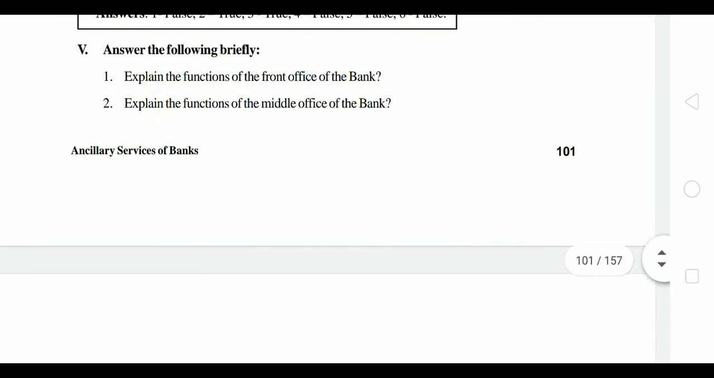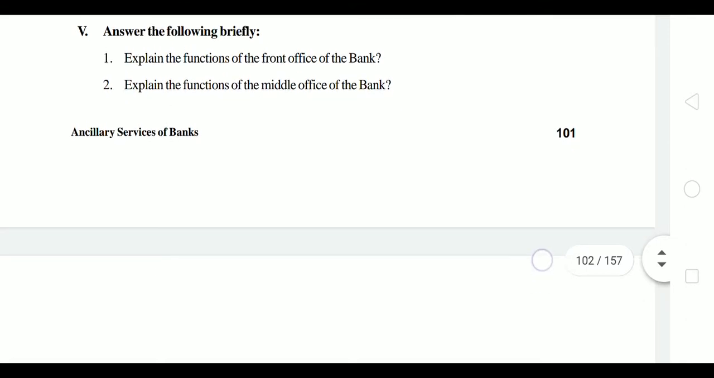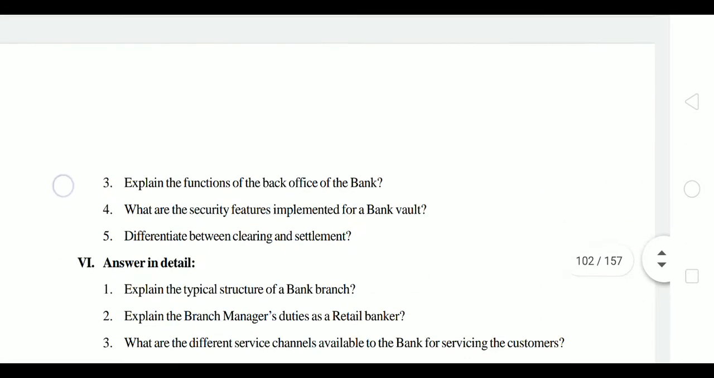Next is the functions of the middle office. We know that the functions of the middle office are divided into three parts: regulatory compliance, financial control, and risk management. Whatever is covered in those, we have to do. It is given in your book.